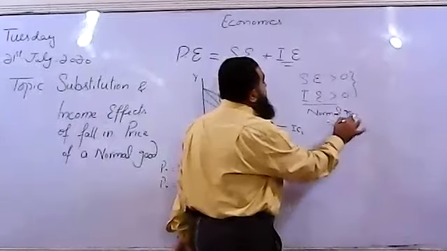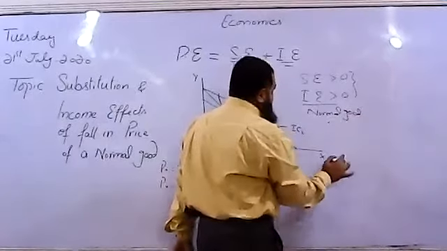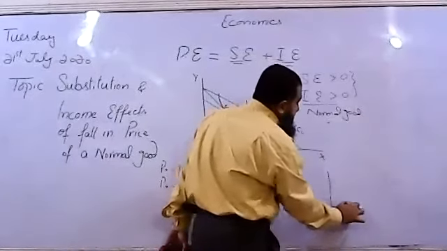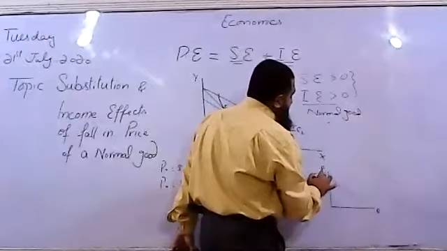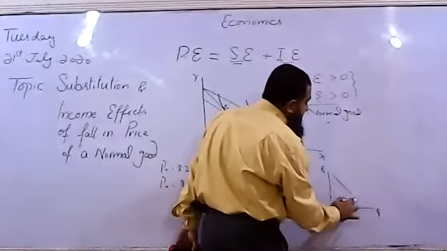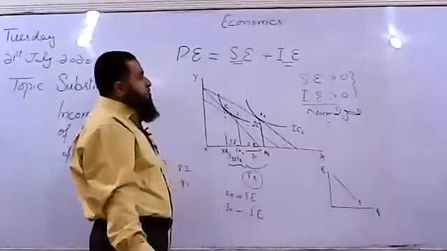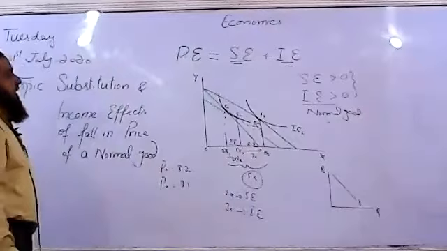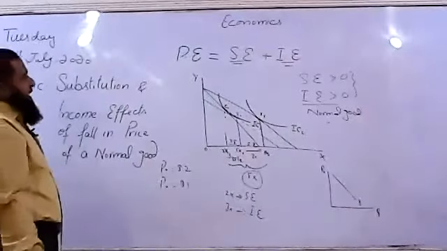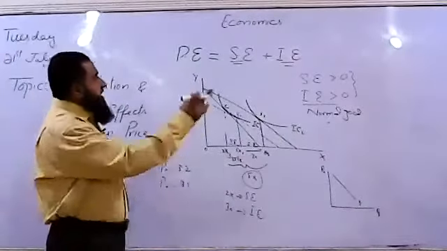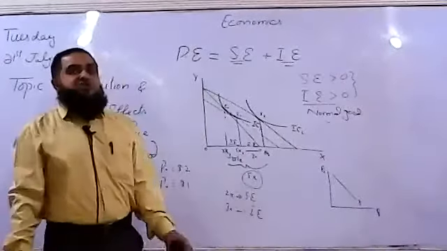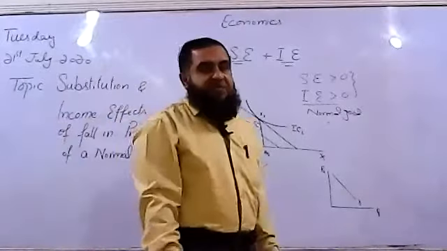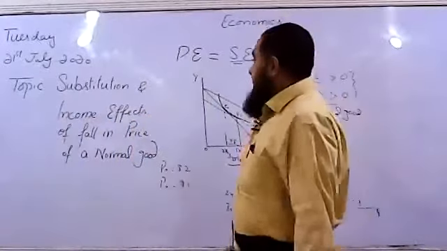What is it? A normal good. Its demand curve will be downward sloping. So the normal demand curve is downward sloping. Therefore, if we are analyzing a normal good and its substitution and income effects, and both are positive, then we say this is going to be a normal good.